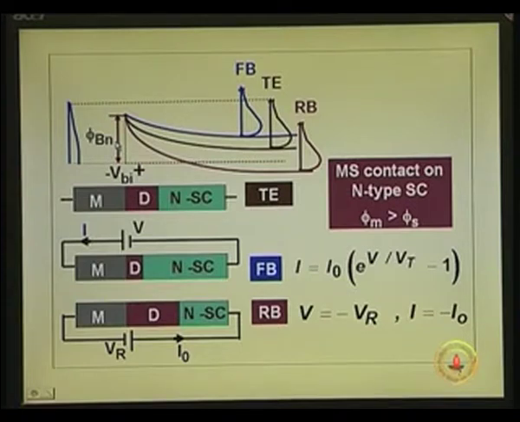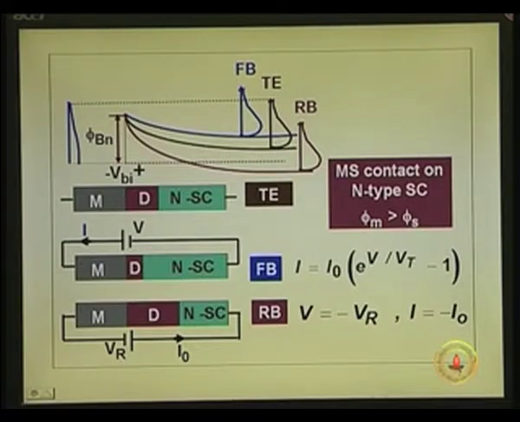I am just going through that in a slightly different way, but only looking into the conduction band. That is the one which gives rise to the I naught. The transport of electrons from here to here actually implies the current from semiconductor to the metal, the reverse bias current.